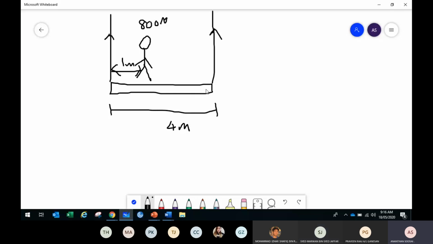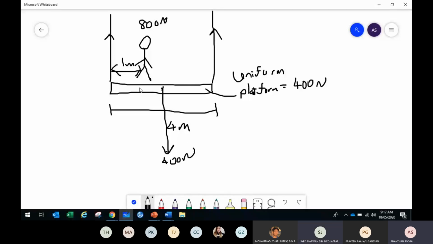The platform is 4 meters long and has 400 Newton of weight. It's a uniform platform. What is meant by uniform? Uniform means the weight is acting at the geometrical center. That means the 400 Newton weight is acting at the center of the plank.